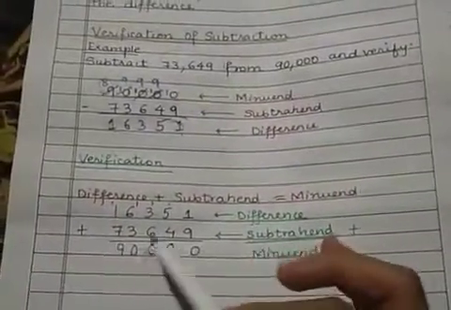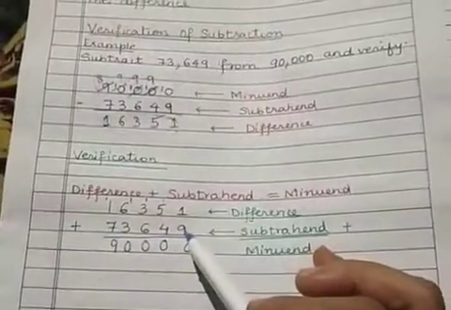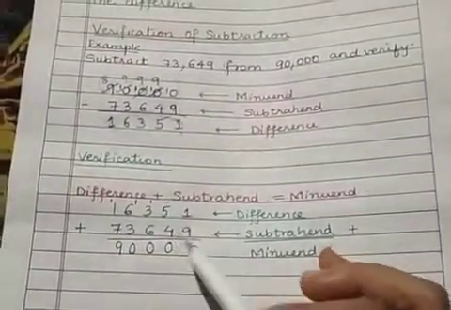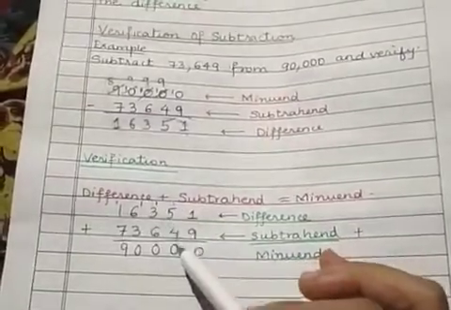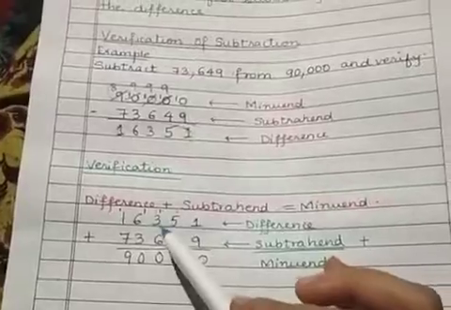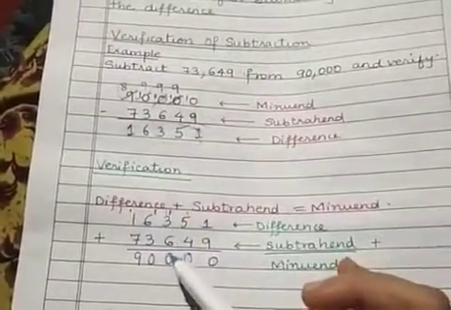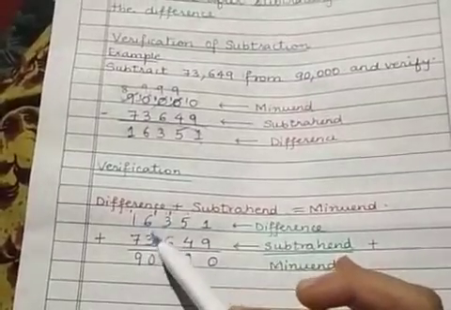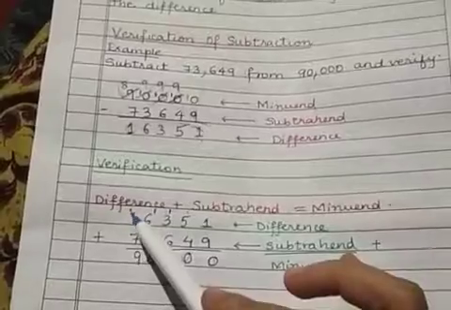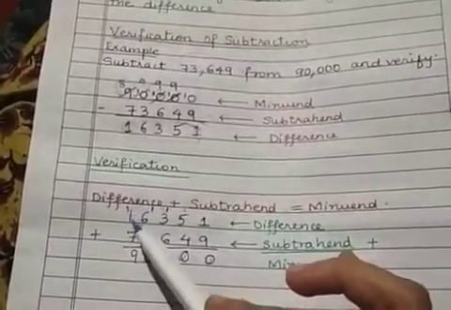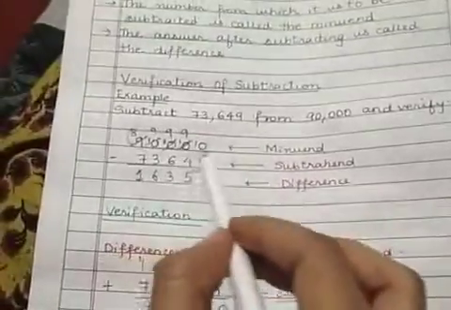16351 plus, after writing it in order, 73659. So when I add here, 9 plus 1 is 10, 5 plus 4 is 9, plus 1, 10, 1 is carried forward, 3 plus 6 is 9, plus 1, 10, so 1 you carry forward and write 0 here, 6 plus 3, 9, plus 1, 10, so write 0 and carry forward 1, so 1 plus 7, 8, plus 1 is 9. So you get the subtrahend, right?